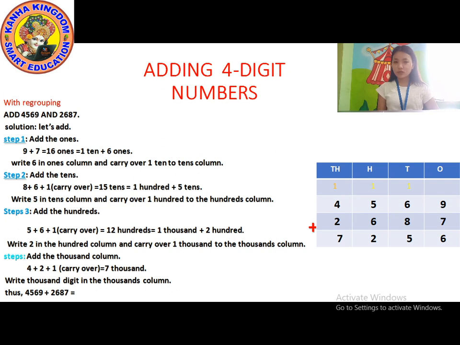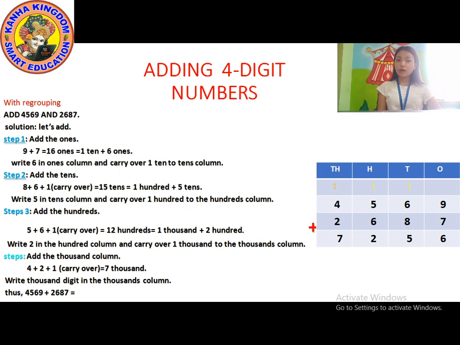Sorry, 100 place. So we have to add 1 also, because 1 is the digit which we carry over in the second step to the 100 column, right? Because in the second step we carry over 100 to the 100 column, so 1 is also there. So we have to add these 3 digits, that is 5, 6 and 1.